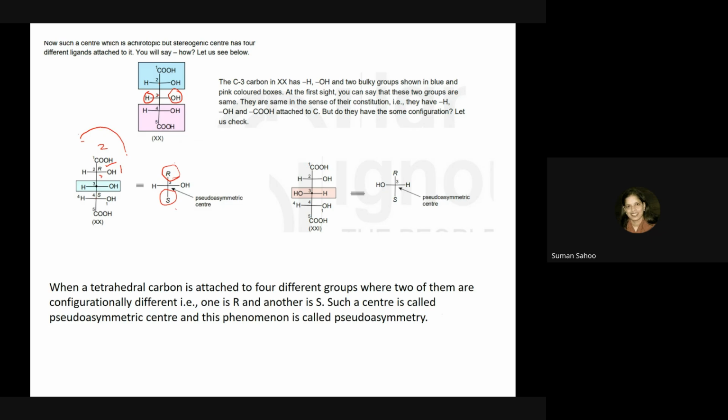And while giving configuration to this one, suppose OH would be 1, and in case of priority, R always gets higher priority as compared to S. So this would be 2 and this would be 3. And it is in the counterclockwise direction. And again, lower priority is on our horizontal axis.